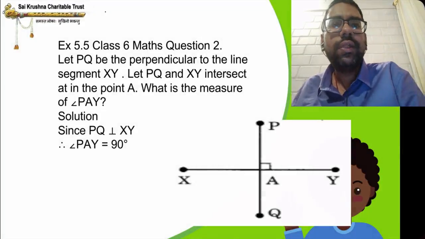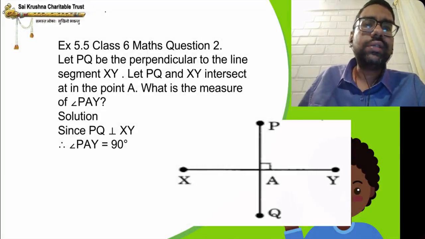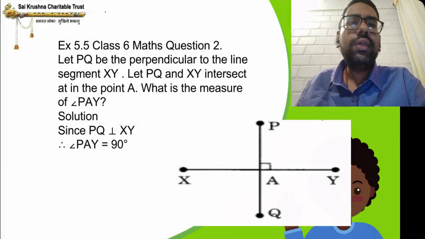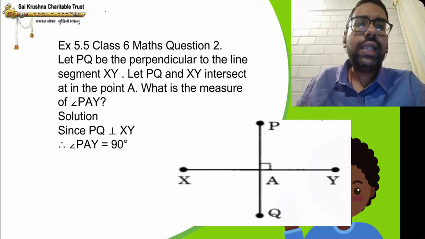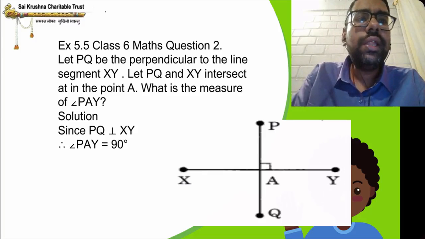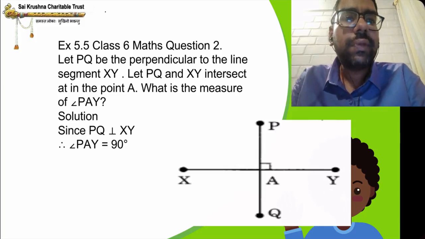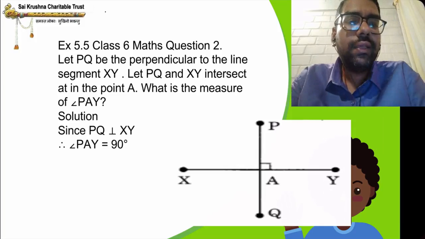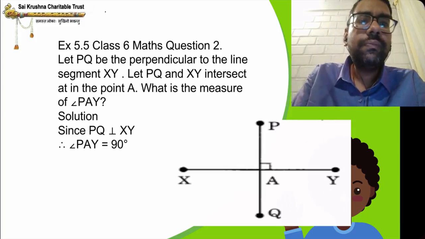Exercise 5.5, class 6 maths, question 2. Let PQ be the perpendicular to the line segment XY. Let PQ and XY intersect at point A. What is the measure of angle PAY? See here what it is telling. PQ is perpendicular to line segment XY, and PQ intersects the line XY at A. So angle PAY is 90 degrees.